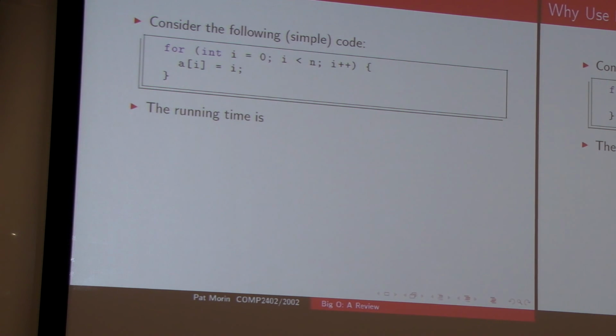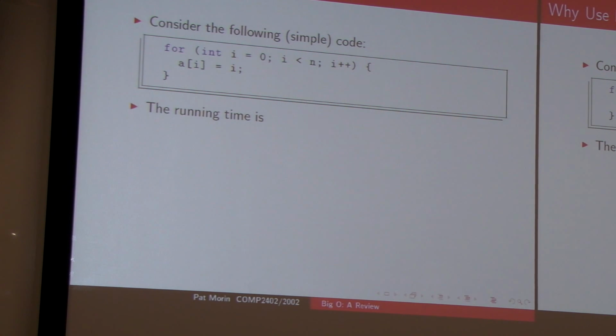Consider the first assignment you might get in a programming course as soon as you learn about for loops or arrays. You want to set some values in an array, a[i] equals i. What's the running time of this code? O of n. So that's a nice, easy, concise way to describe it. This loop executes n times, and each time takes constant time.